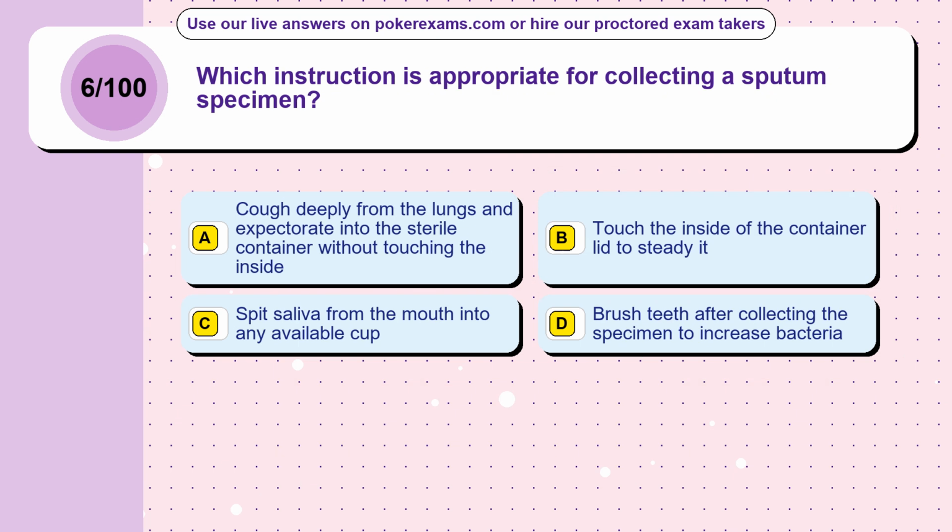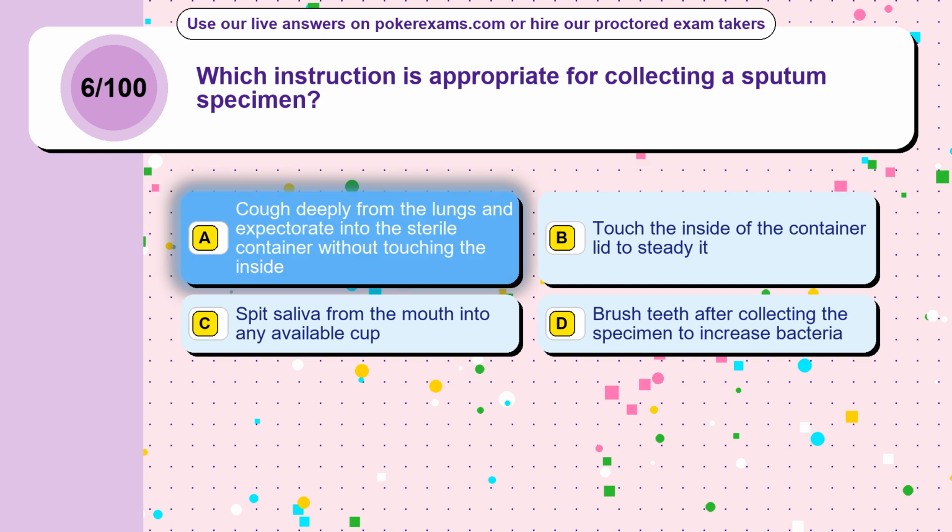Question 6. Which instruction is appropriate for collecting a sputum specimen? Option A. Cough deeply from the lungs and expectorate into the sterile container without touching the inside. Option B. Touch the inside of the container lid to steady it. Option C. Spit saliva from the mouth into any available cup. Option D. Brush teeth after collecting the specimen to increase bacteria.